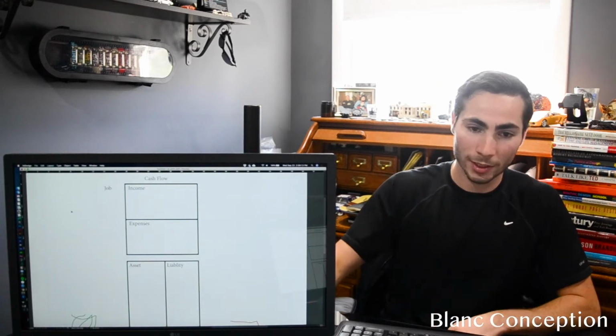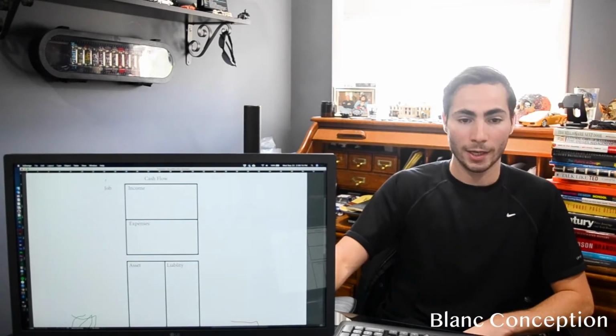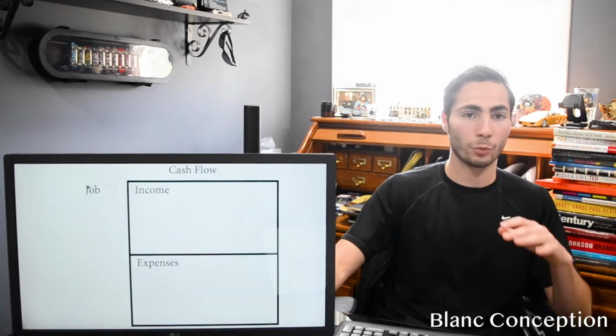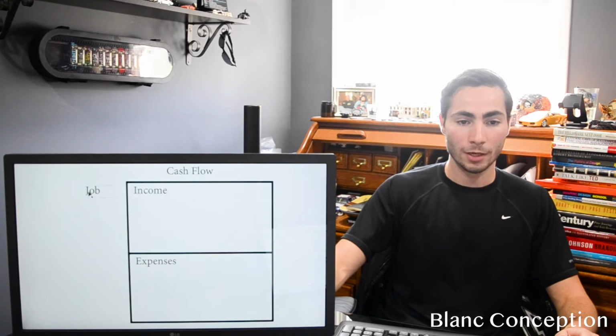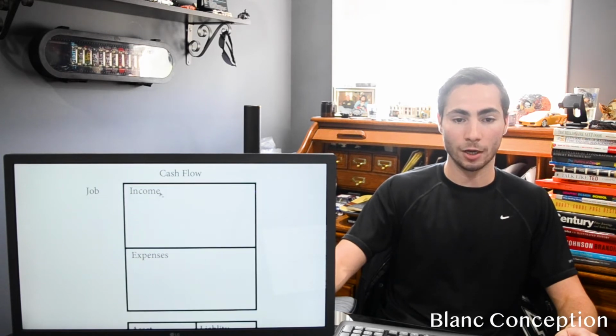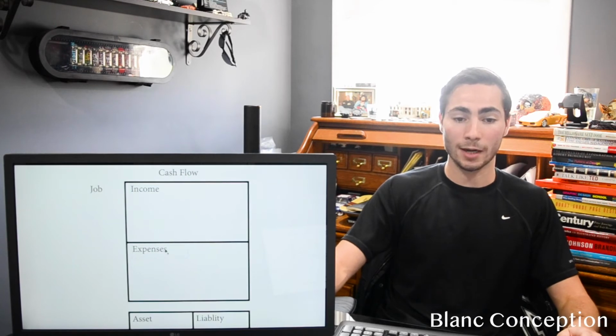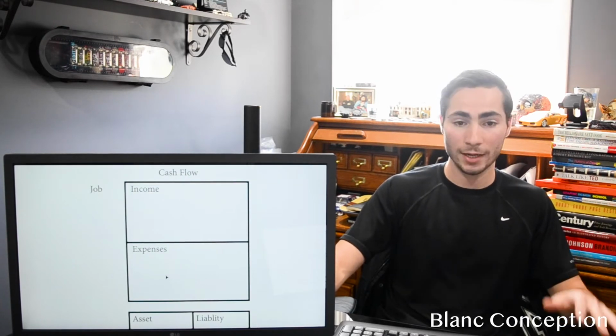So pretty much what it is, the cash flow quadrant, is right over here. You have your job, right? So that's your 9 to 5 or whatever you do to make money. It goes into your income, right? So that's money you earned. Then you have to pay expenses on it, such as taxes or things of that nature.